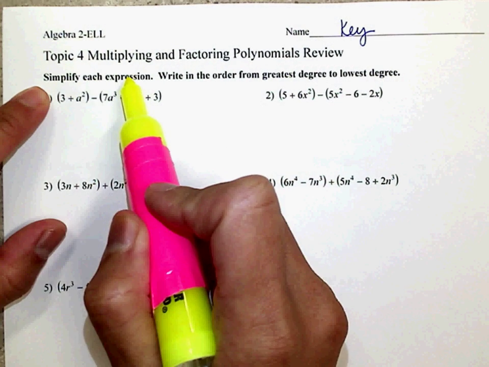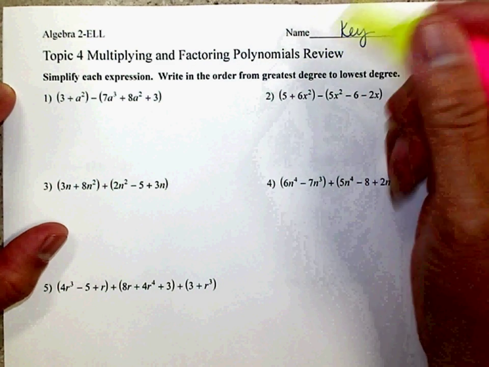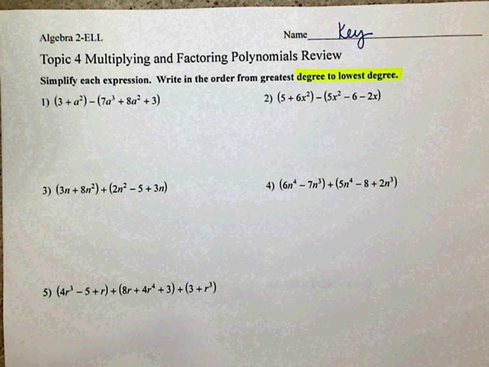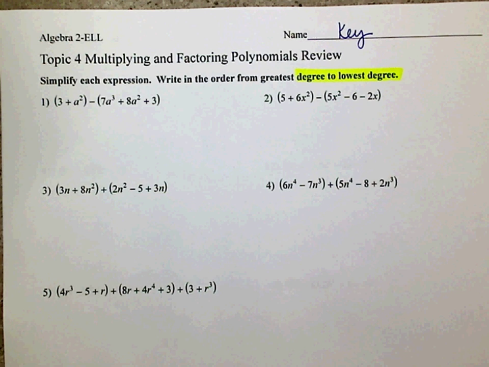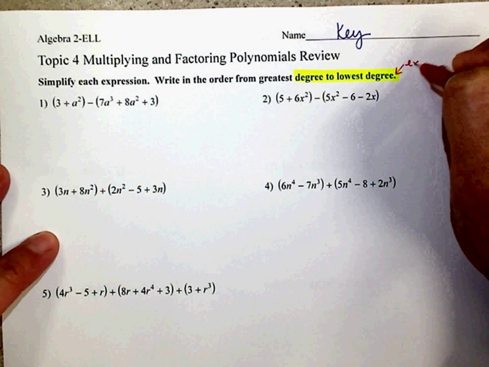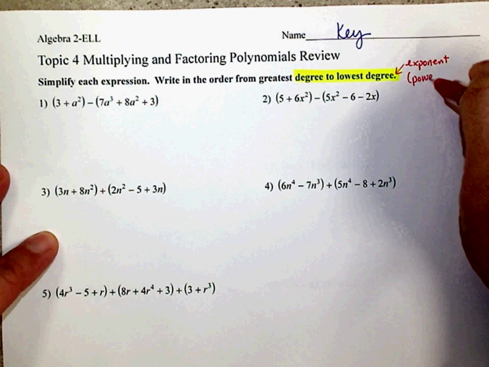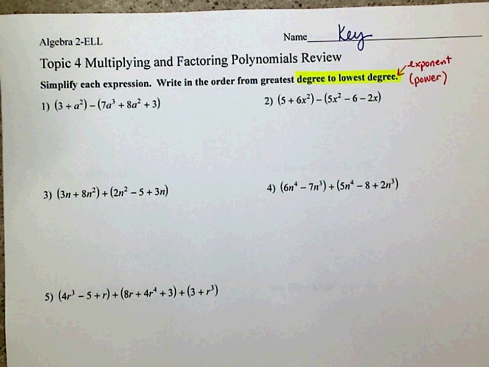All right, let's read the directions. Simplify each expression. That means to make it smaller and write it in order from your highest degree to your lowest degree. And the degree is basically your exponent or your power, okay? So another word for degree is the word exponent. You might also hear the word power. Those are all your degrees. All right, let's look at number 1.